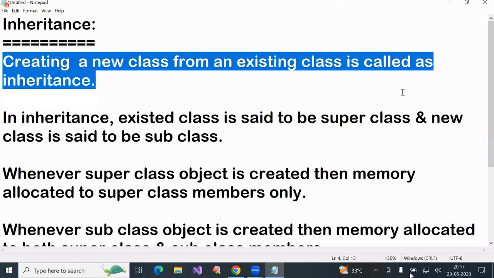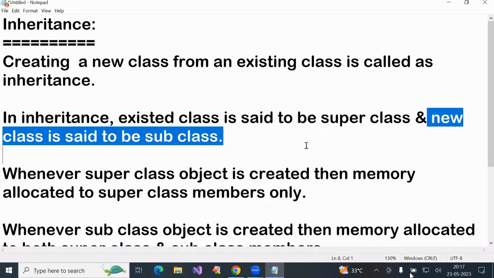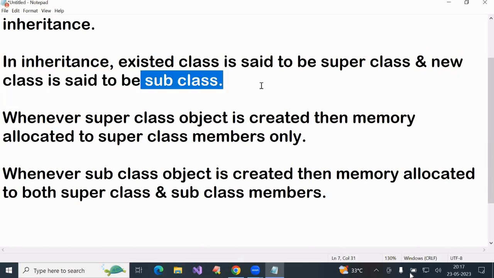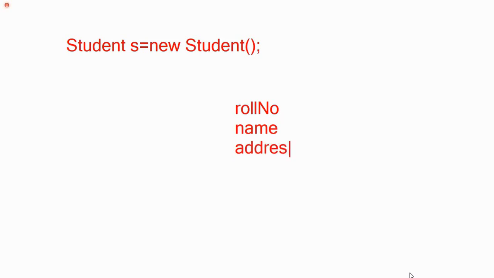If you don't write extends student, that is not inheritance. In inheritance, the existing class is said to be the superclass and the new class is said to be the subclass. In that example, student class is superclass. Student 2 class is subclass. Whenever a superclass object is created, memory is allocated to superclass members only. Suppose if I write student S equal to new student, then memory is allocated to roll number, name, address, landline number.